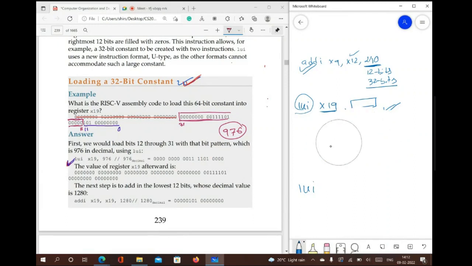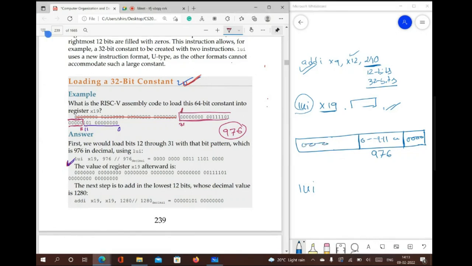Let us write it in binary so it will be clear for you. This is the x19 register. Suppose these binary values, which represent 976, will be stored here, and these remaining values will be all 0s. Why? Because bit 31 is 0, so all will be filled with 0. So this is the state of x19 after the LUI instruction.